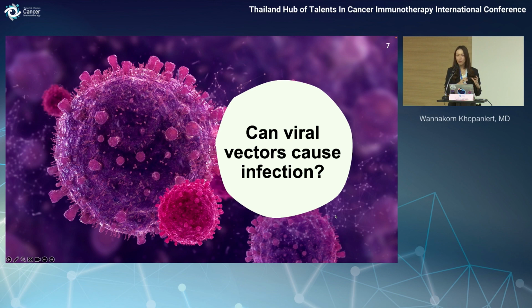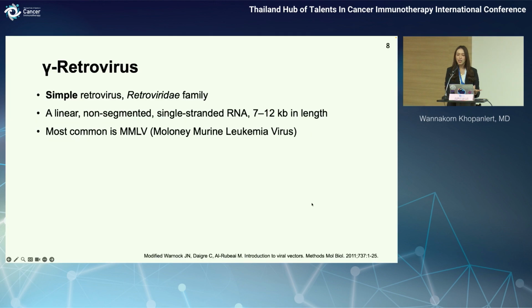Concerning the viral vector, scientists use only certain parts of the virus, and they do not cause any infections or allow the virus to replicate itself within the body. So I will dig deeper into those viruses that I mentioned. The first one is the gamma retrovirus.